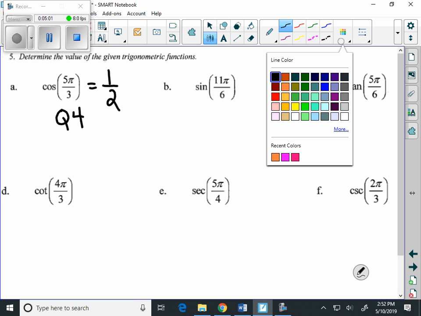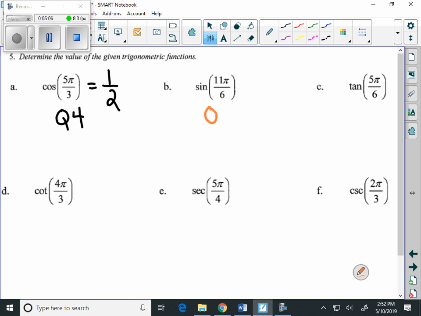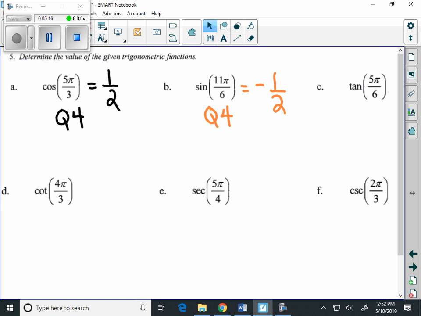The sine of 11 pi over 6 is, first of all, in quadrant 4. So our answer is going to be negative, and then pi over 6 is going to give us 1/2. Letter C.